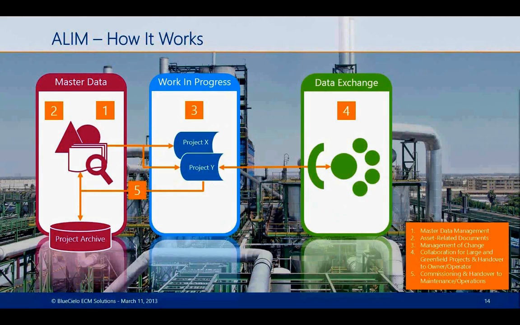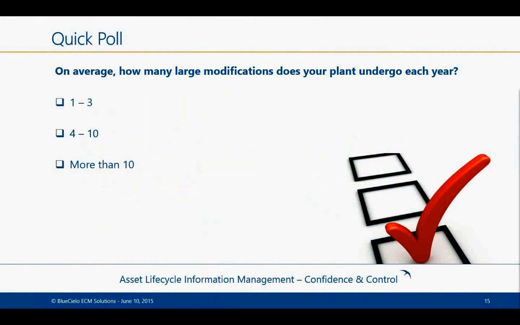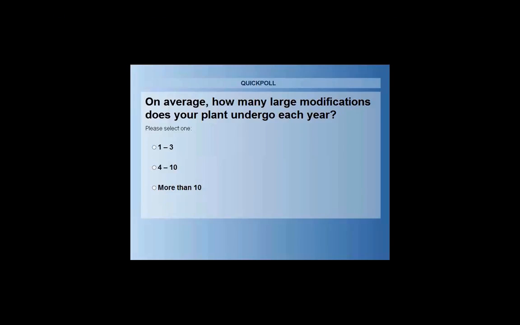And just like we asked you a second ago, how many everyday work order changes happen in your plant, I'd like to also ask you one last poll question. How many large modification projects does your plant typically undergo in a year? Is it in the range of 1 to 3, around 10, or is it more than 10?